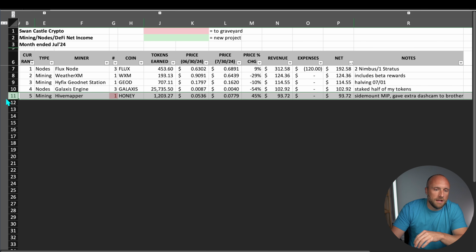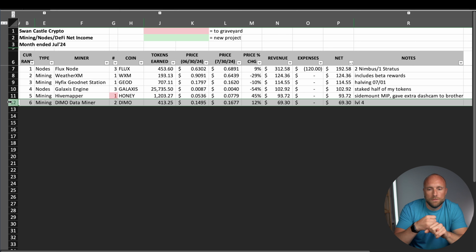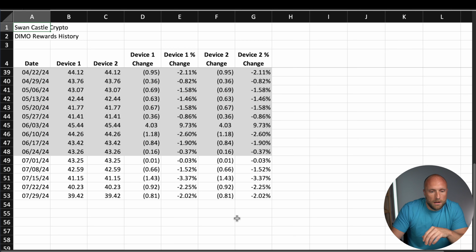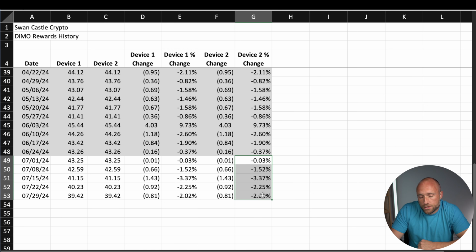Coming to number six is my DIMO data miner. I have two of these. They're both level four. DIMO token was up 12% this month, so not too bad, earning $69 for the month. If we go to my DIMO calc tab, here are my rewards by week. If we look at the change week over week, we averaged a net change of negative 1.8% in rewards week over week for the month. So not too bad. Several months ago, we were seeing pretty big reductions as the network grows.